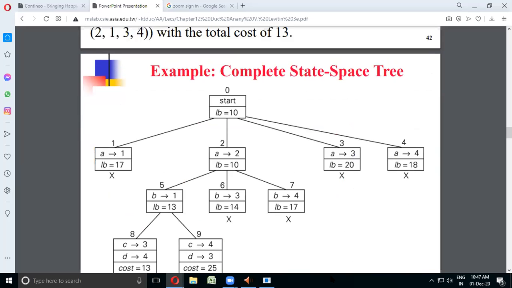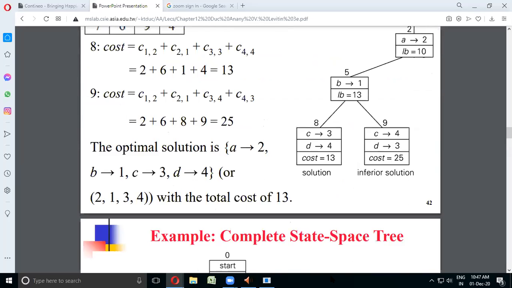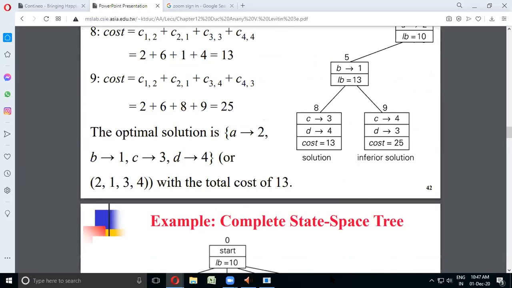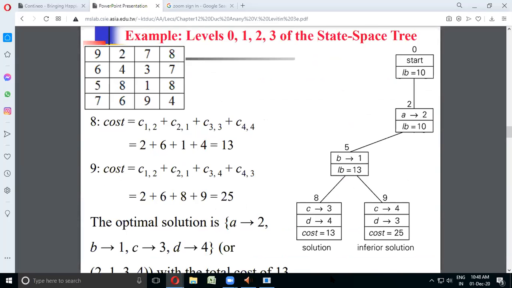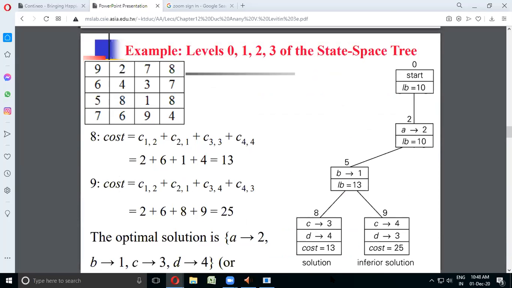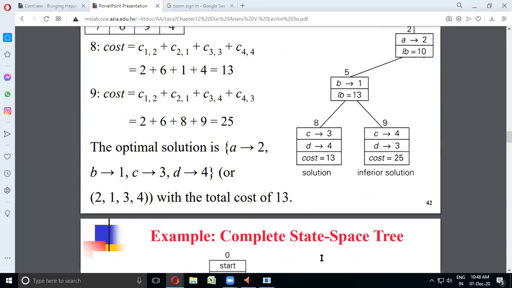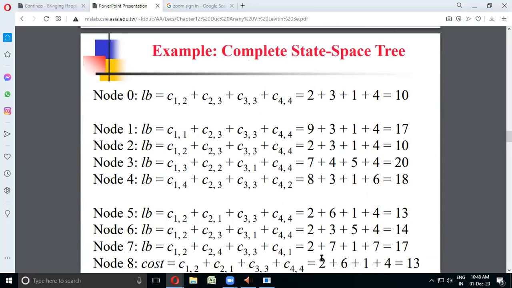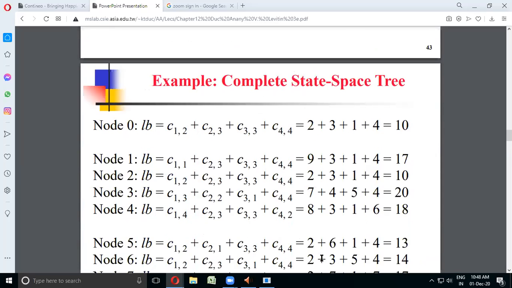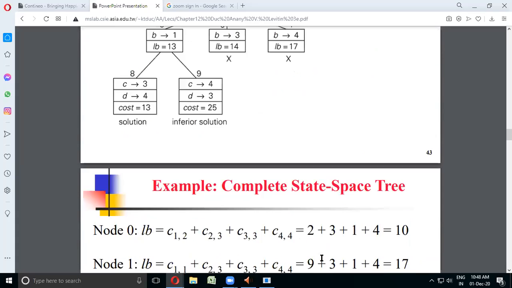Okay, this is the complete state space tree. You can see, one second, students. Where is that? Some problem in scrolling also.